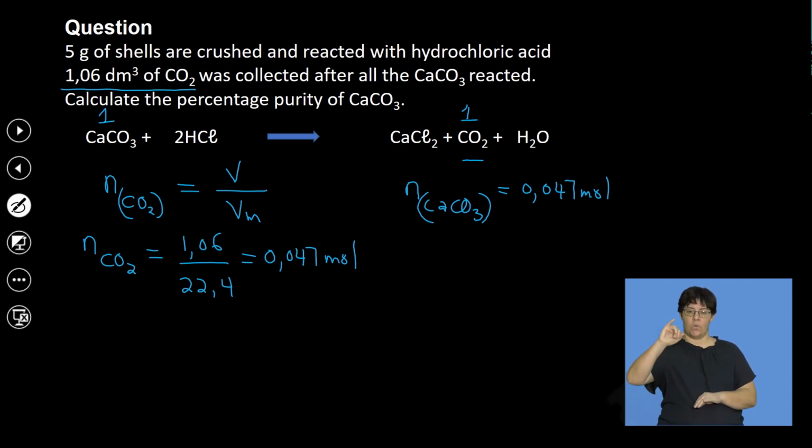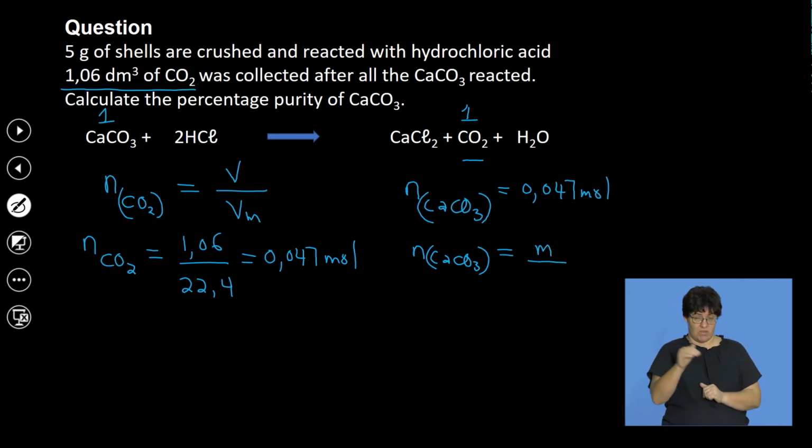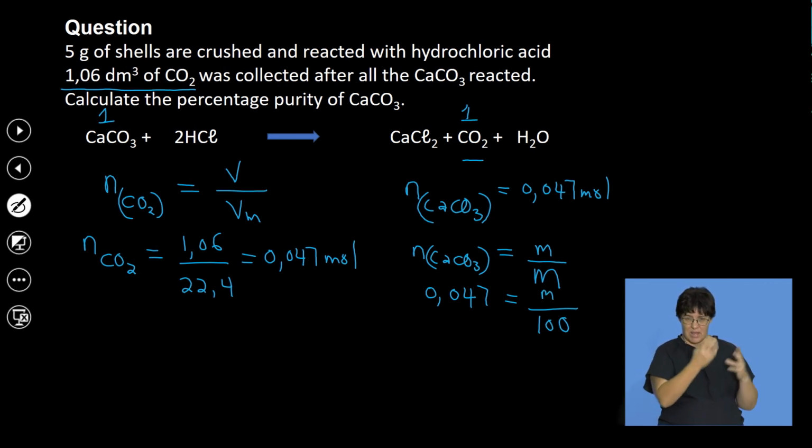Now, we would also ask ourselves, what's the mass of 0.047 moles of calcium carbonate? We know that, again, the moles of calcium carbonate is equal to the mass over the molar mass. We know that this is 0.047, and the molar mass of calcium carbonate is 100 grams per mole. You can verify that on the calculator. Then we want to ask ourselves, of the 5-gram sample, what is the actual mass of calcium carbonate? Because remember, we said this calcium carbonate is contained in eggshells. It means there is calcium carbonate in some other substances. Then what's the mass of calcium carbonate that is present in that sample?